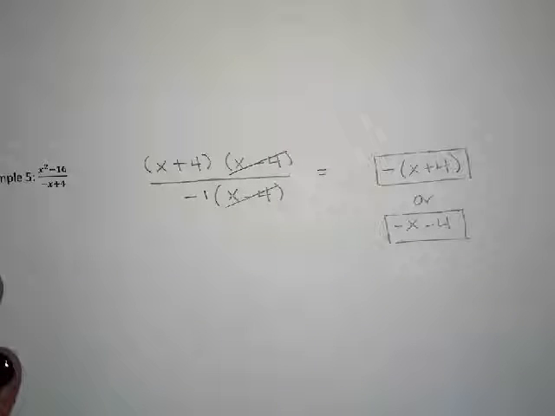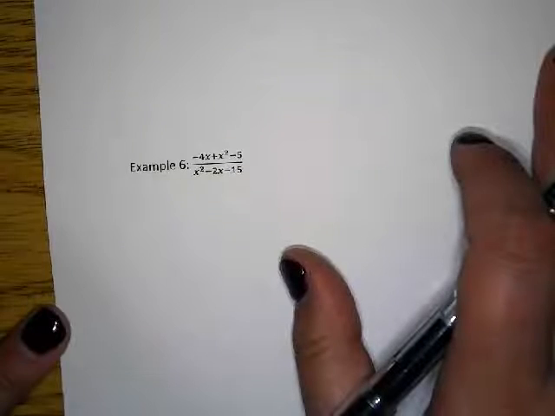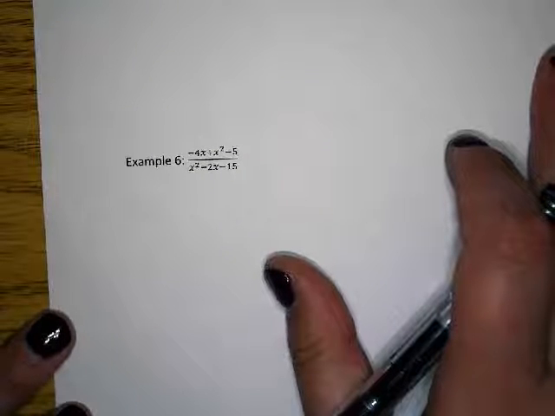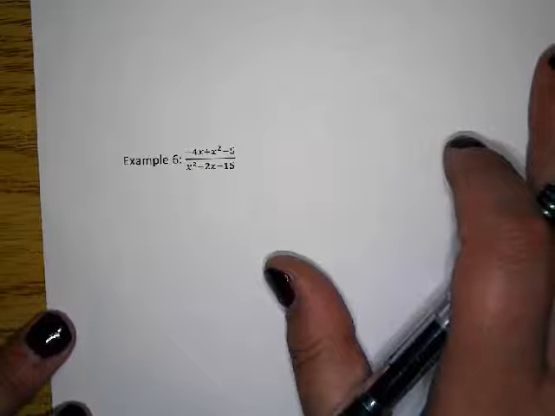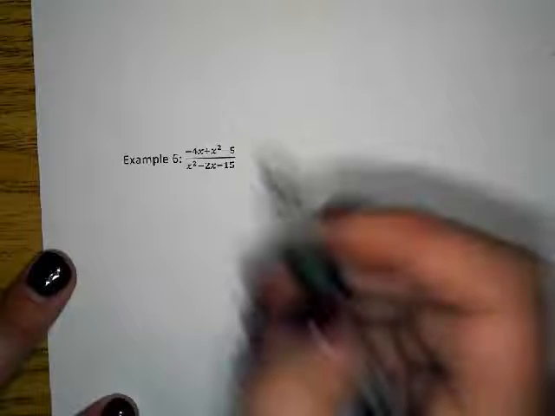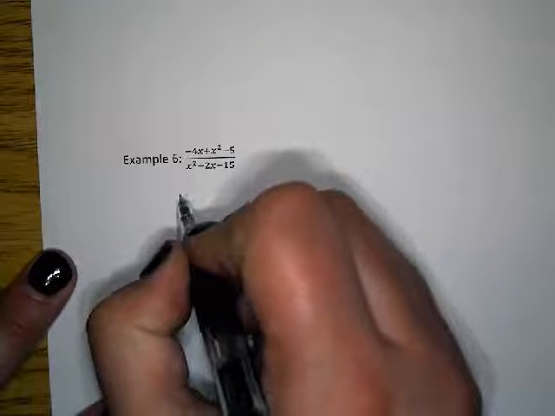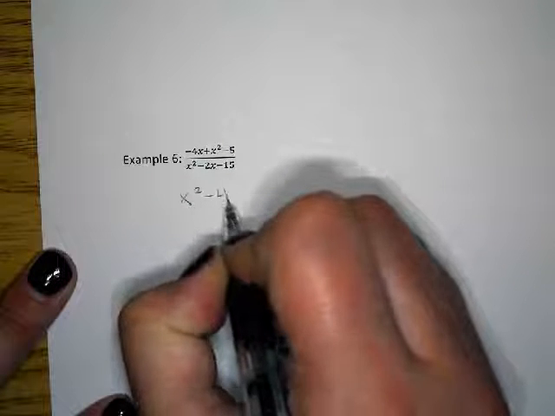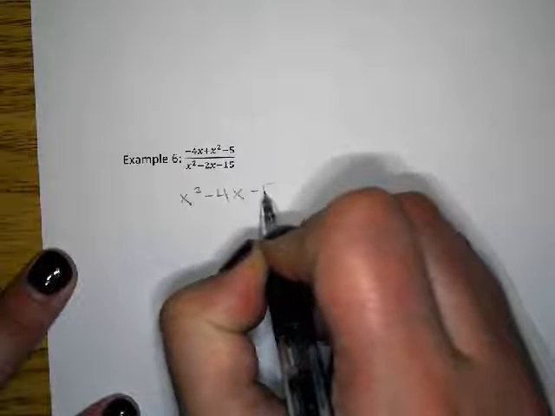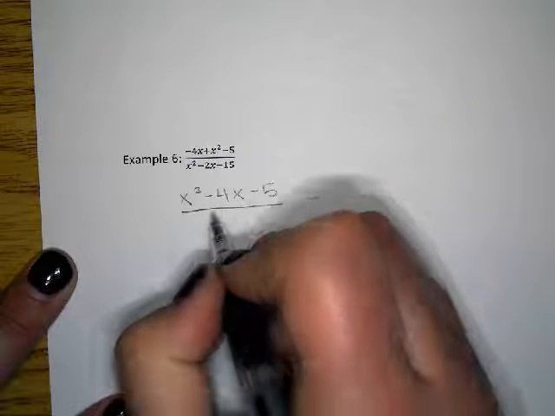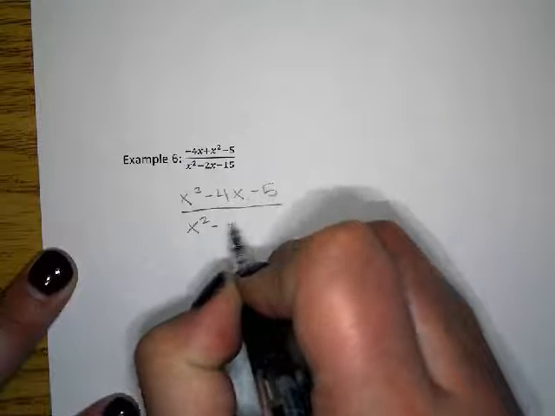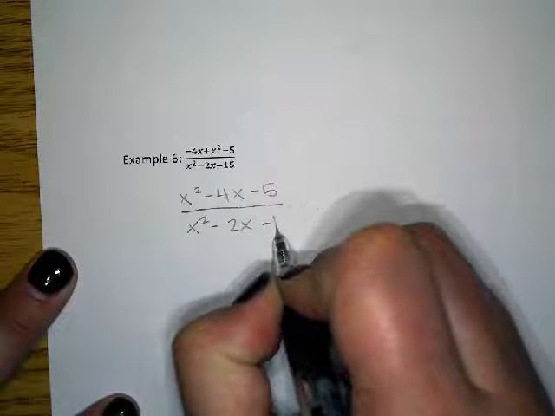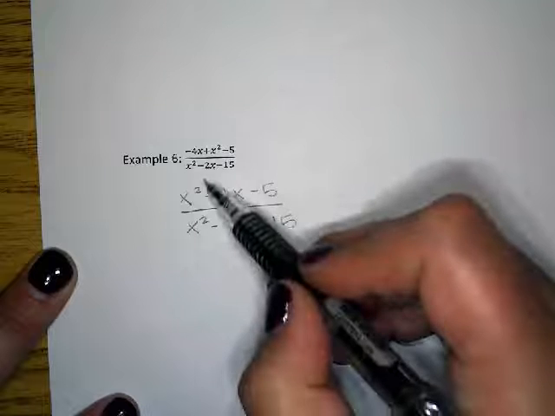Okay, the next one. So both of them are quadratics, but the top is not in descending order, so we're going to change that. It's going to be x squared minus 4x minus 5. So it was already written as numerator over denominator, but it was not written in descending order. So we're fixing that. And then immediately we just cancel those out.